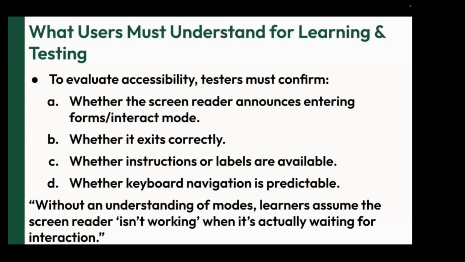To evaluate accessibility, testers must confirm whether the screen reader announces that it's entering forms mode or interact mode, whether it exits correctly, whether instructions or labels are available, and whether keyboard interaction is predictable. Without an understanding of modes, learners could assume that the screen reader isn't working while it's actually just waiting for interaction.